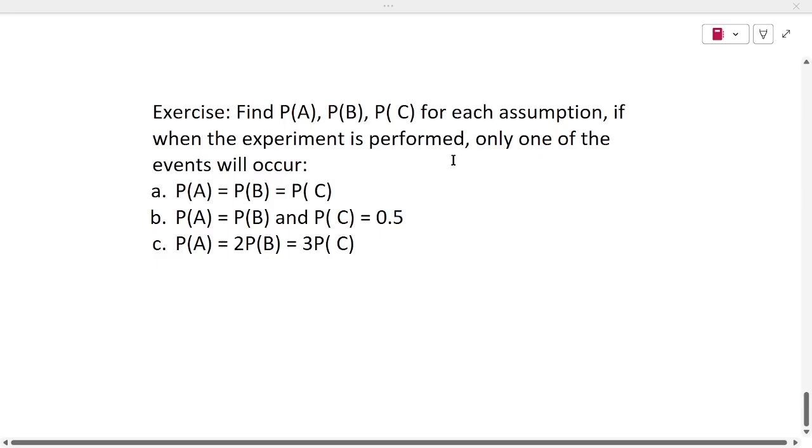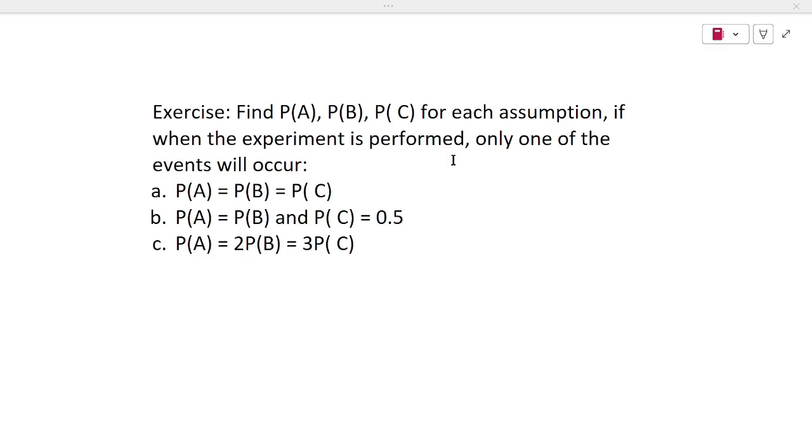Okay, here's the problem for you all to try on your own. I'm going to ask that you find the probability of events A, B, and C in each assumption, given that when the experiment is performed, we know that only one of the events will occur. So what does that mean? That means they're mutually exclusive, right? Because we can't have two events occurring, meaning that the intersection must be the empty set. So they're mutually exclusive events, and we're guaranteed to see at least one of them when the experiment is performed.